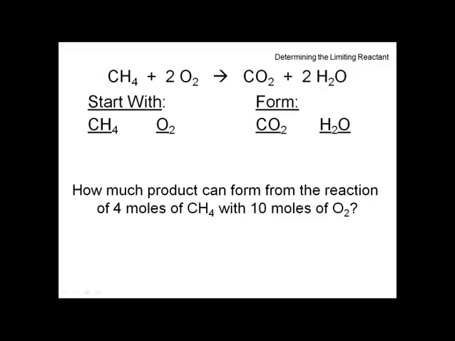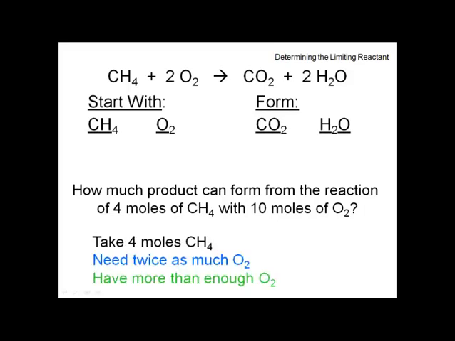Our next question doesn't tell us which reactant is limiting. How much product can form from the reaction of 4 moles of CH4 with 10 moles of O2? We will have to figure it out. There are a number of methods for determining which reactant is limiting. The one we will use here is to take one reactant and ask how much of the other is needed based on the balanced equation. If we don't have that much, then the second reactant is limiting. If we have more than enough of the second reactant, then the first one is limiting.